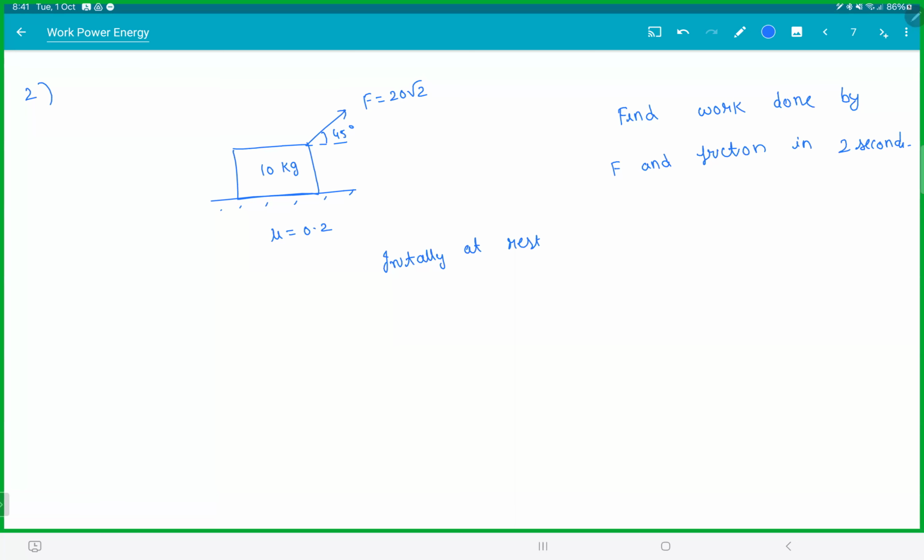16 by 5. 16 newtons, 12.8. I'm not sure. Friction will be negative, huh? Don't forget the sign.